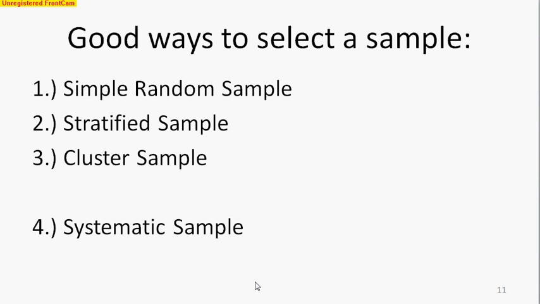Okay, so now let's talk about good ways to select a sample. Because obviously this is what's important. I want to know how to select a sample a good way. There are 4 good ways to select a sample, and these are in no particular order. I did separate this 4th one here because not everyone says that systematic is good, but it can be a good way, and I'll talk more about it when I get to systematic. But the top 3 are simple random sample, stratified, and cluster.